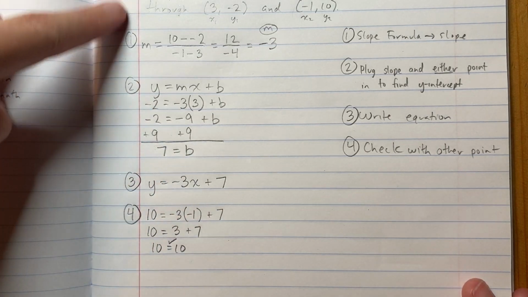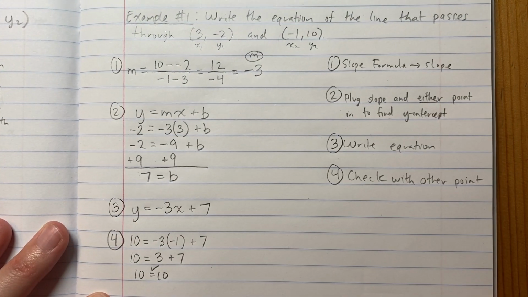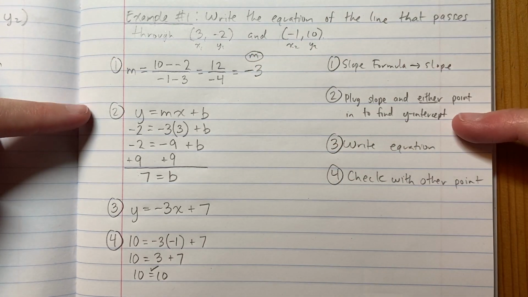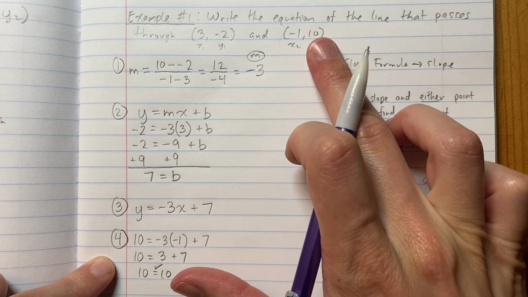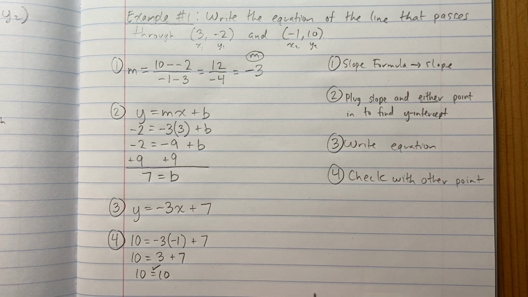Okay, so this is the whole process. Slope formula, find the slope. Then we've already done this process. Write your equation, and then this is a great opportunity. Having a second point gives a great opportunity to check your answer.